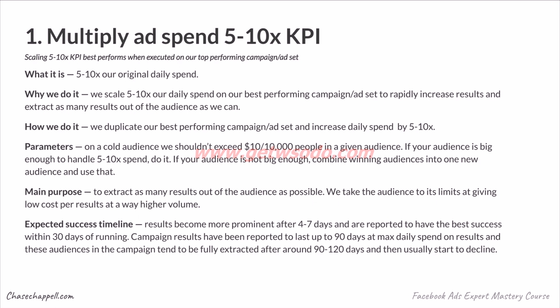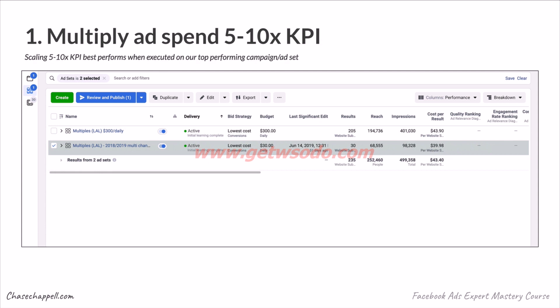high enough, like if you had a $50 daily and then you did 10 times KPI at $500 daily, you're likely going to extract all your results within the 30 days, which is not bad because you're going to get a ton more results. But over time, you're going to have to continue to make sure you have audiences to scale. And here's an example of how to use the multiply ad spend 5 to 10 times KPI method.